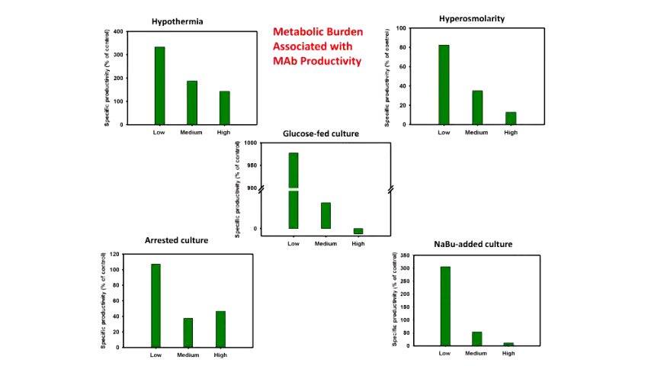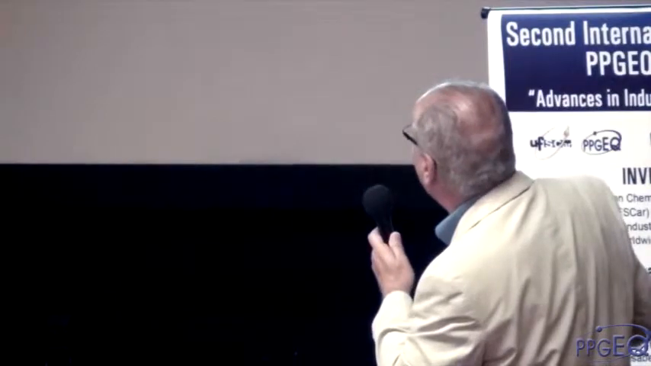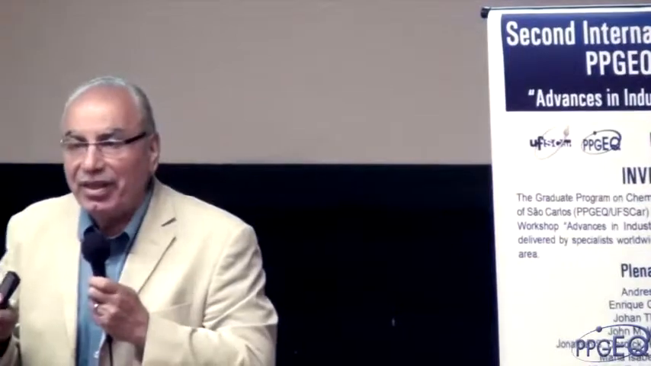And you see here, the low producers show higher specific productivity increase, the same as with hyperosmolarity, with the glucose fed, with the arrested culture. They all follow the same thing. This is a problem which is called metabolic burden.